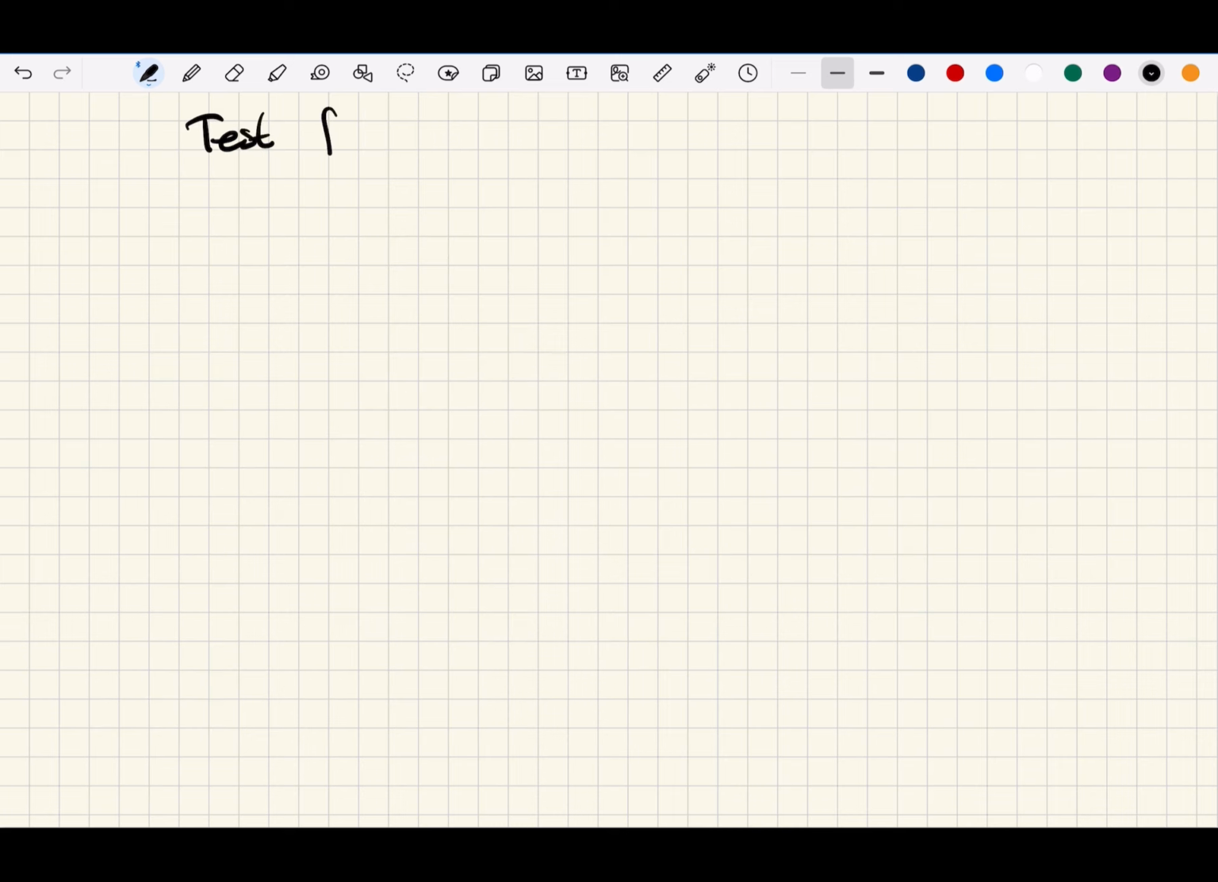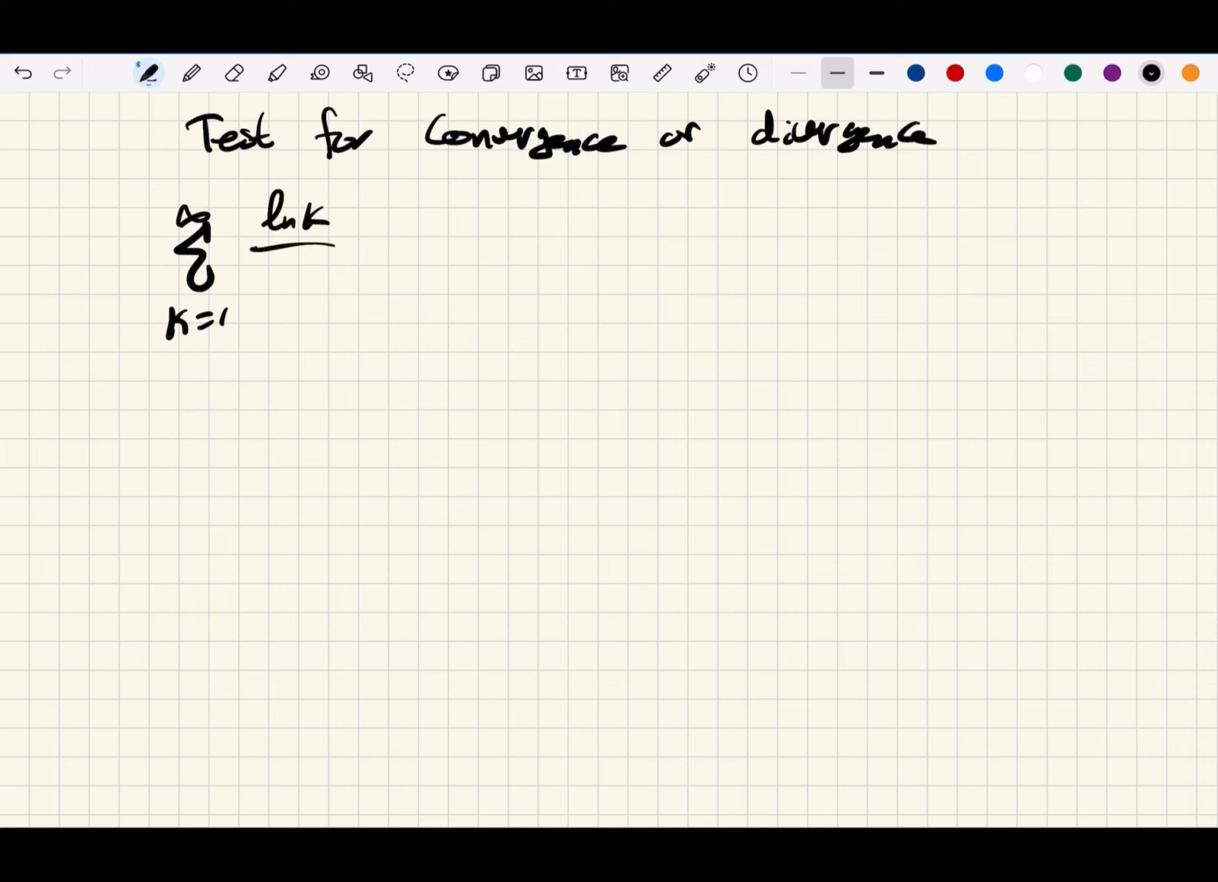So test for convergence or divergence. The sum from k equals 1 to infinity of natural log of k over k.